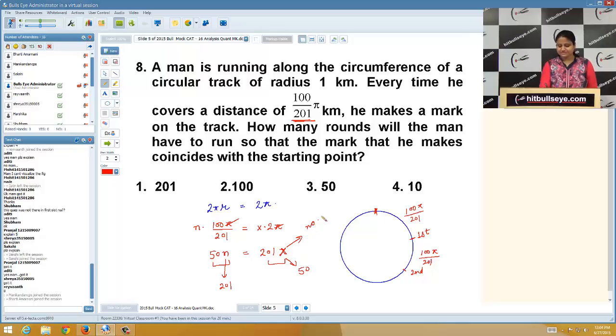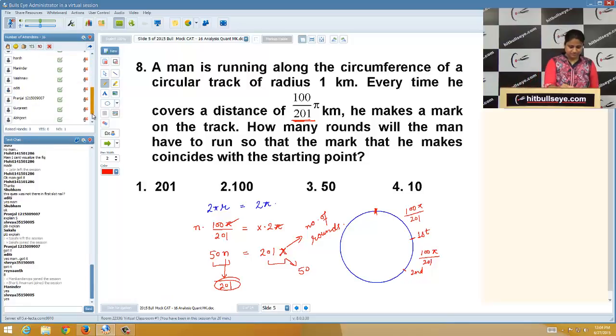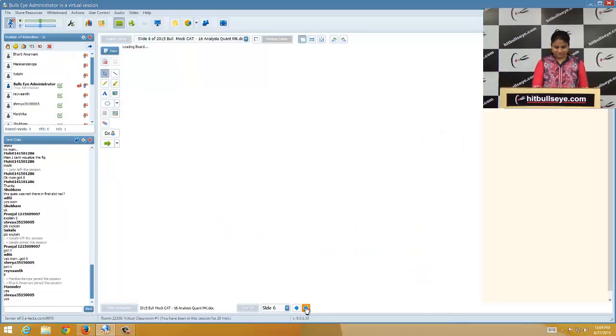What was x? That was the number of rounds. So what should be the answer? It should be the third option. And how many marks will he make? It will be 201. Is it okay? Revant, you got that? Revant, I think that is your problem. Please respond. Okay, let us move.